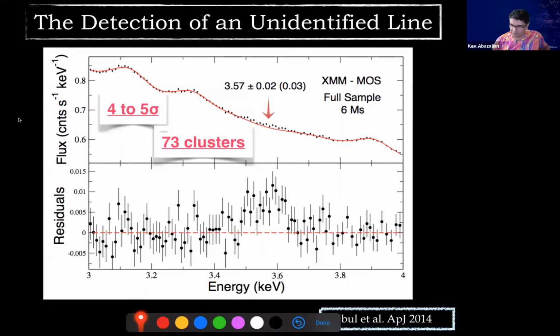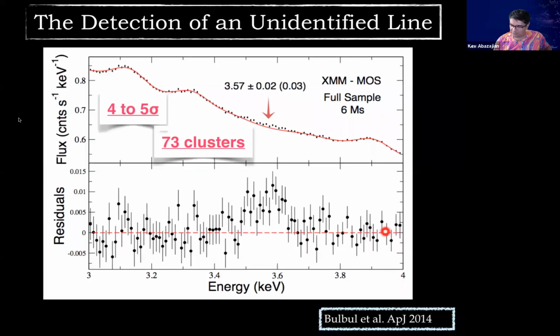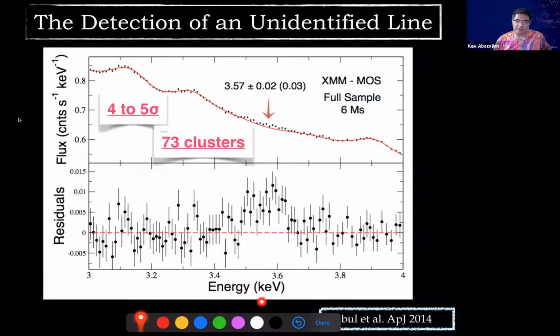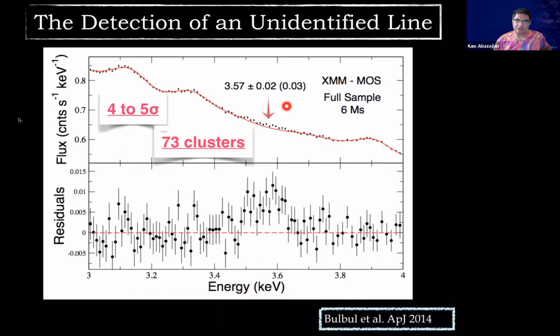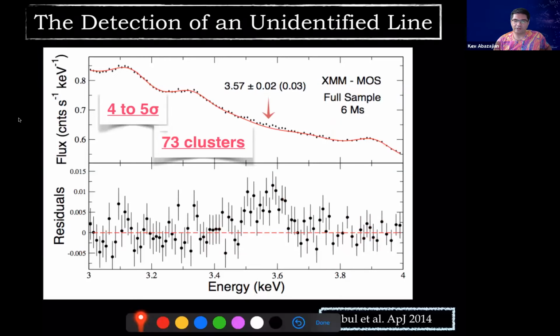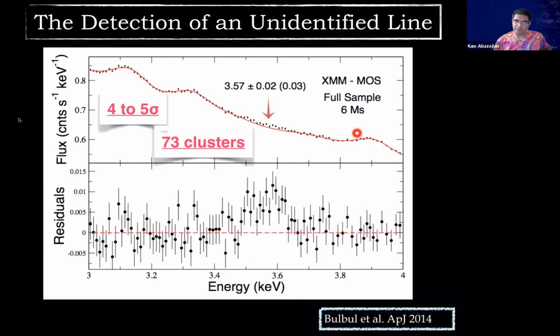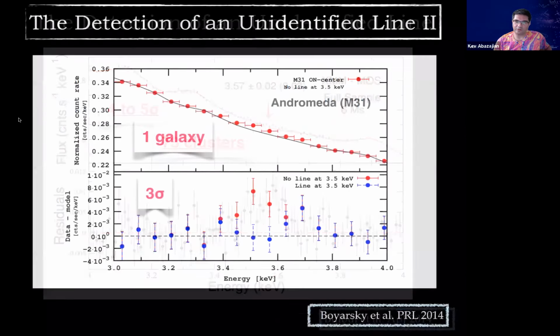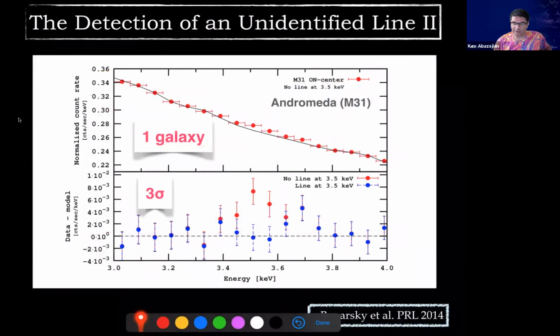So that was done. 13 years later, the Chandra X-ray science team at Harvard, at the Chandra X-ray Science Center, stacked 73 clusters with a 6 megasecond total exposure time, and saw an unidentified line in the spectrum. They saw it with 2 different instruments. For part of the analysis, they used Chandra towards Perseus, but then they looked at XMM-Newton, the XMM-Newton PN and MOS detectors, which are 2 different direct detectors.